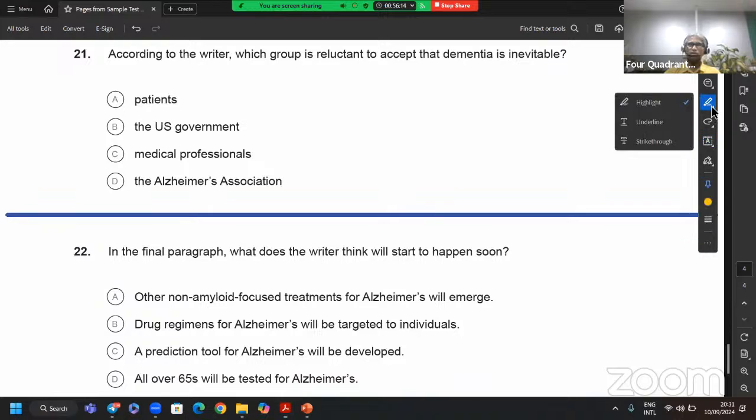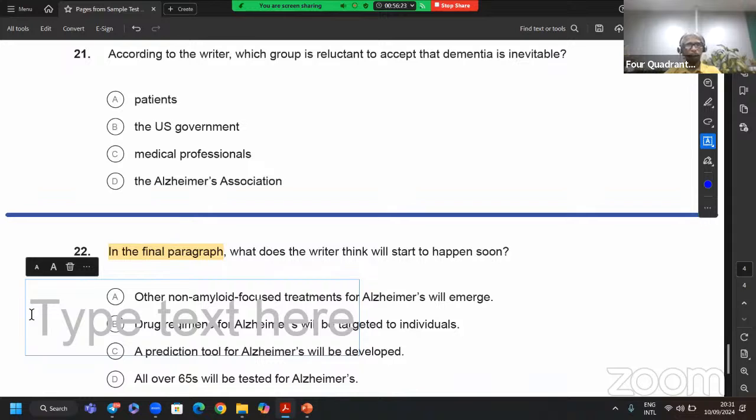So now let us check here. This says in the final paragraph. Final paragraph means it is paragraph number 6. You know that. So this is paragraph number 6.